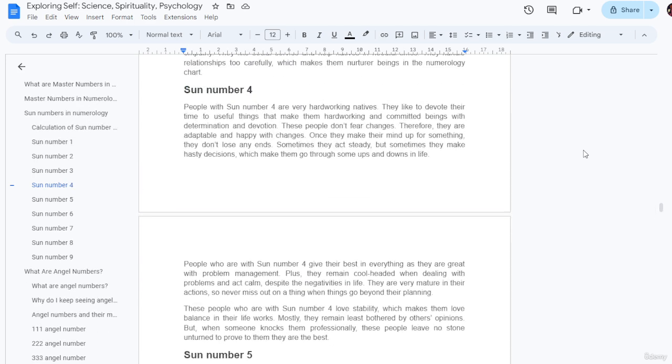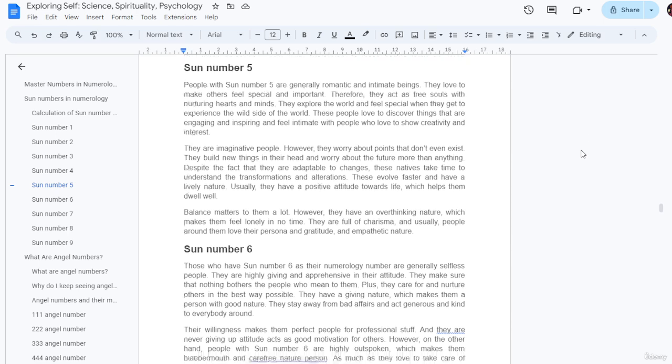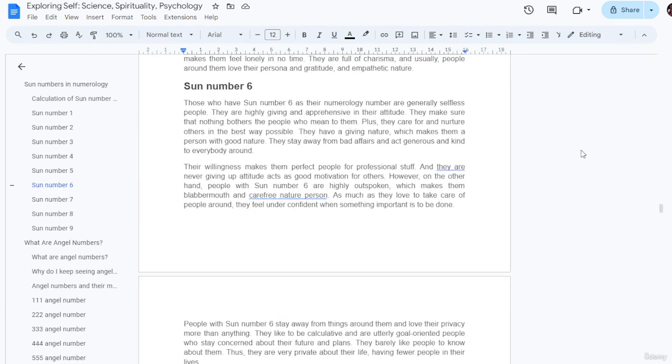Number 4, very hardworking. They like to devote their time to useful things that make them hardworking and committed beings with determination and devotion. Number 5, generally romantic and intimate beings. They love to make others feel special and important. Number 6, generally selfless people. They're highly giving and apprehensive in their attitude. They make sure that nothing bothers the people who are mean to them. Plus, they care and nurture others in the best way possible.